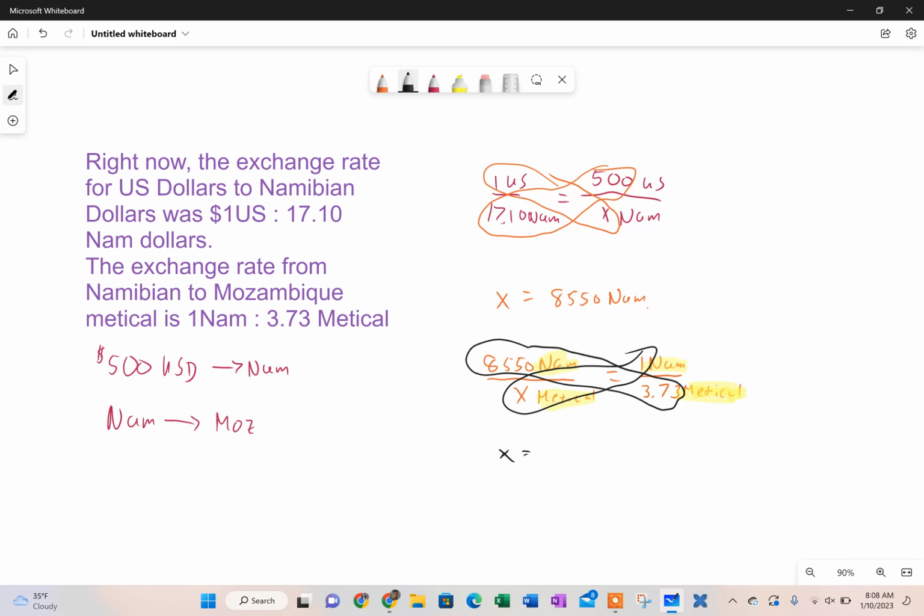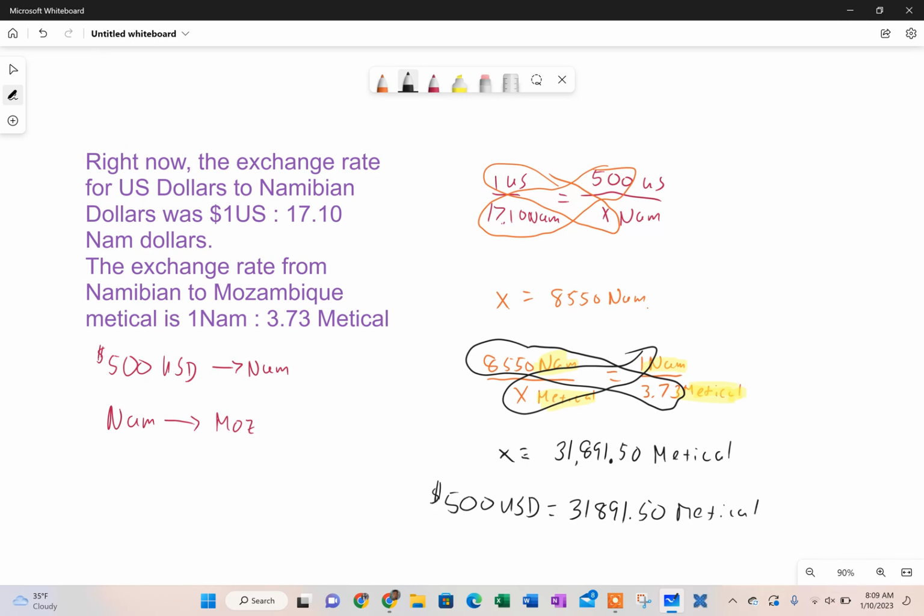8,550 times 3.73 is 31,891.50. And I shouldn't put down dollars because it's not dollars, it is Metical. So what this means is if I had 500 US, it's equal to 31,891.50 Metical.